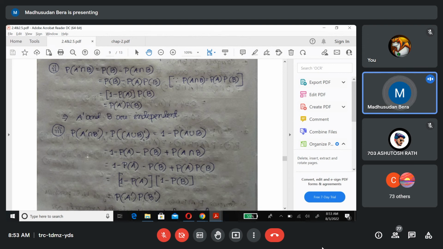You go through the things. And if A and B are independent, the other pairs are also independent. Sometimes we will directly use that result.